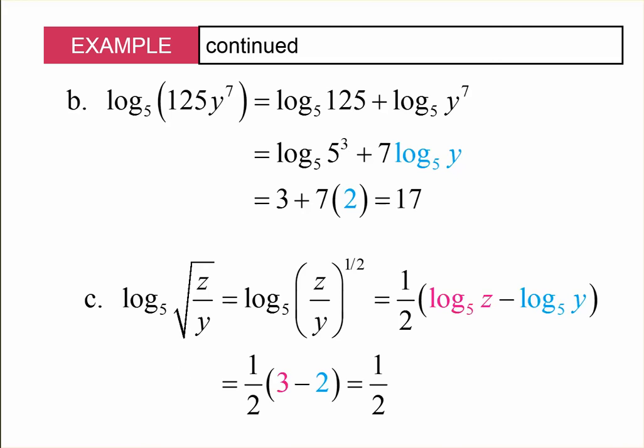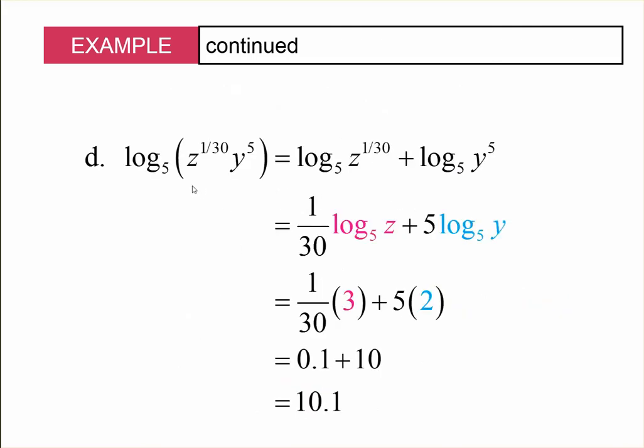I think the next one, let me do just D just real quickly here. Log base 5 of z to the 1/30th times y to the 5th. So that means I could split this off into two different things that are multiplying each other. The 1/30th gets to go out in front because it's a product rule. The 5 gets to go out in front because it's a product rule. And then this is given as a 3. Again, this is given as a 2. That's going to be 1/10 plus 10 gives you 10.1. Are we good? Again, just playing just to make sure you understand how to do it.